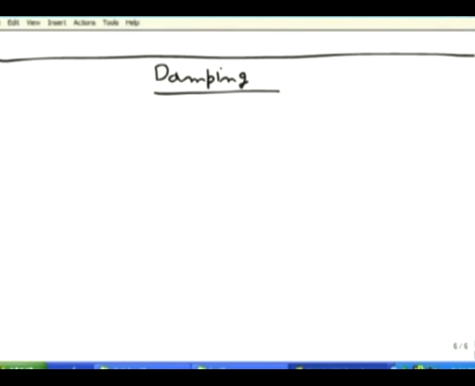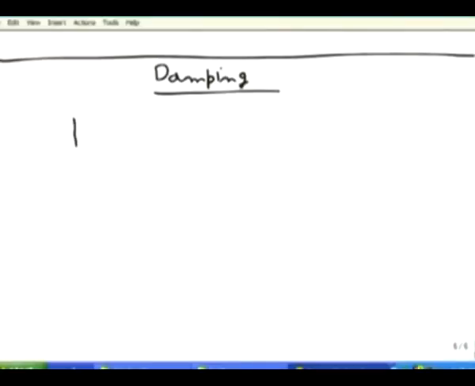It is difficult to determine damping. Spring stiffness can be easily determined. Take a spring, apply some force, see the deflection, force divided by deflection gives the stiffness. However, damping is not so easy to determine. One method employed for finding out the damping of a single degree of freedom system is like this.